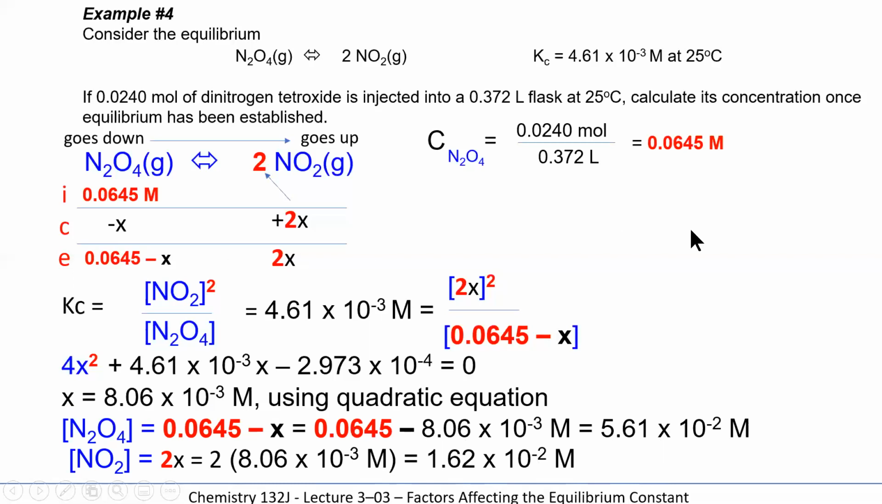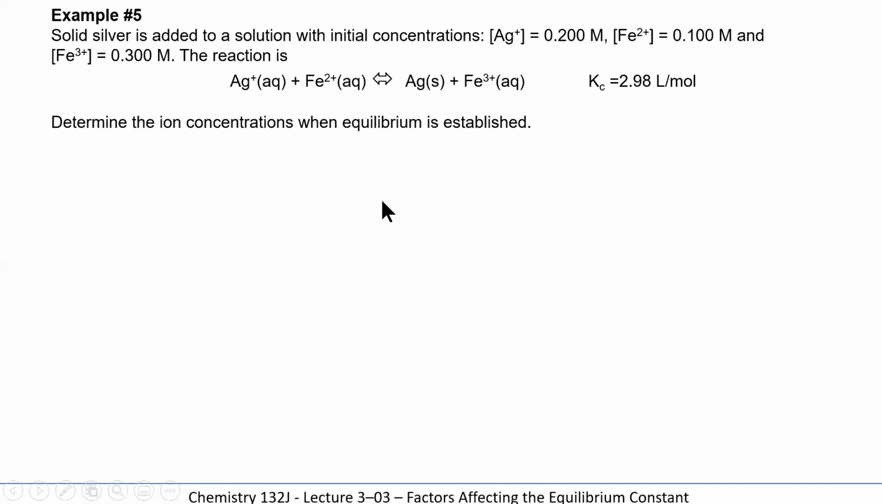We've solved our problem. The last example here, we have solid silver is added to a solution with initial concentrations of silver and iron. There's two different ions of iron, and there's solid silver. It doesn't make any mention of an equilibrium. It does say it will reach an equilibrium.